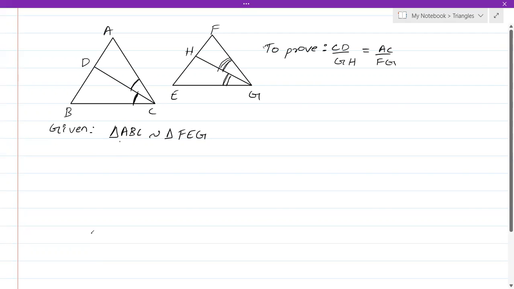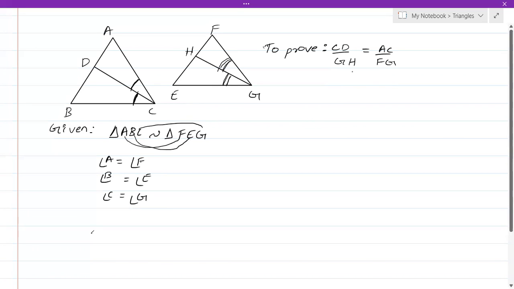Now, it is given triangle ABC is similar to triangle FEG. So we know that if two triangles are similar, the corresponding angles are equal. So angle A will be equal to angle F, angle B will be equal to angle E, and angle C will be equal to angle G. Let me write that. It is already given. So this is the first part that we have to prove.